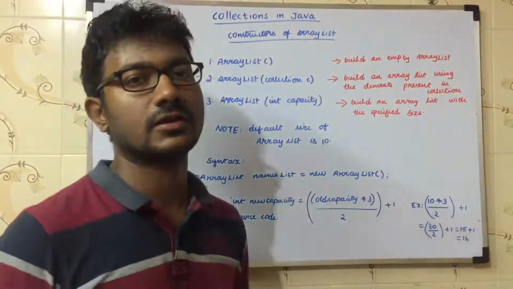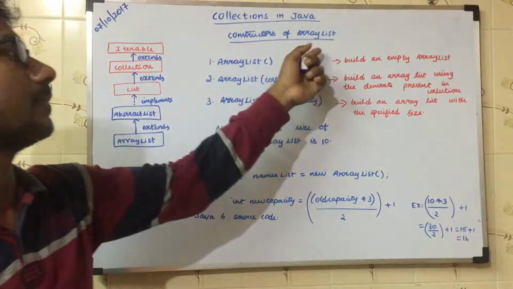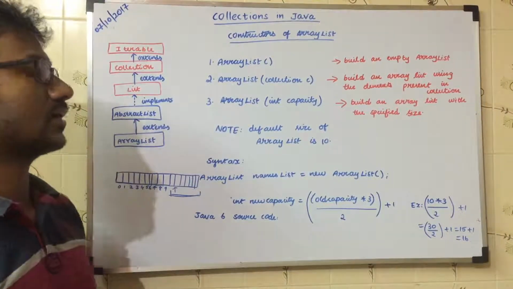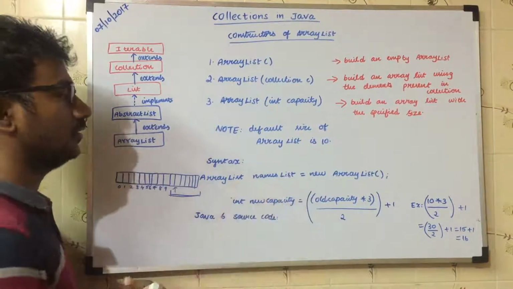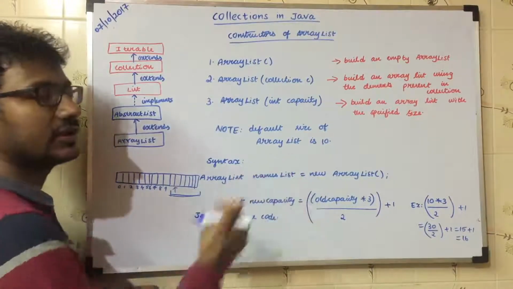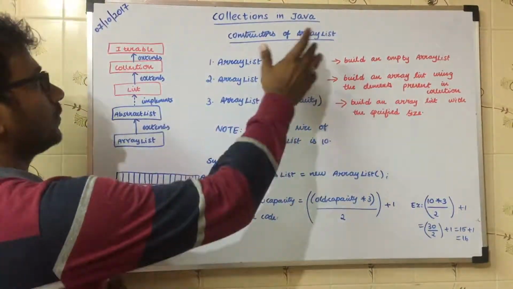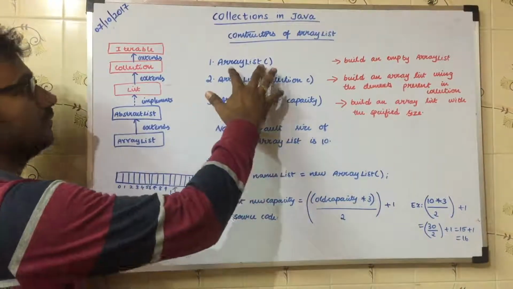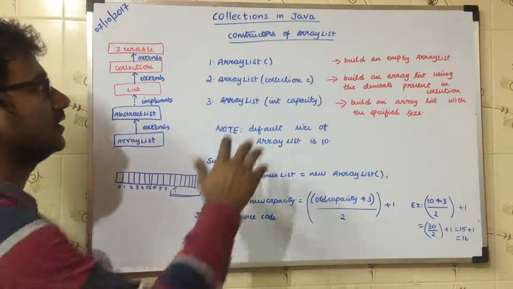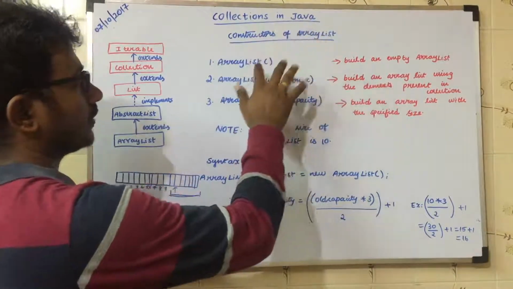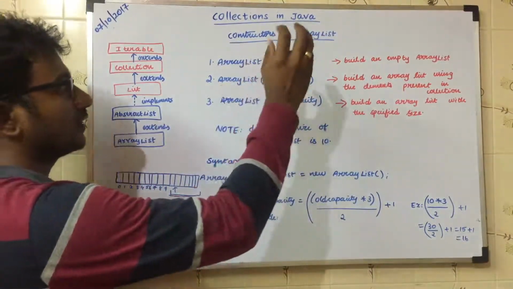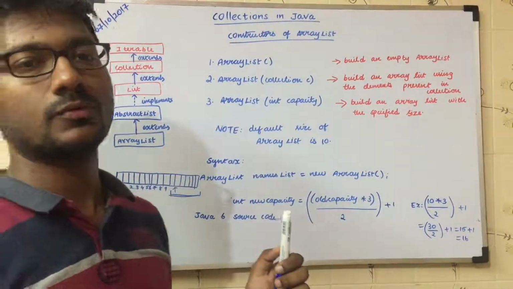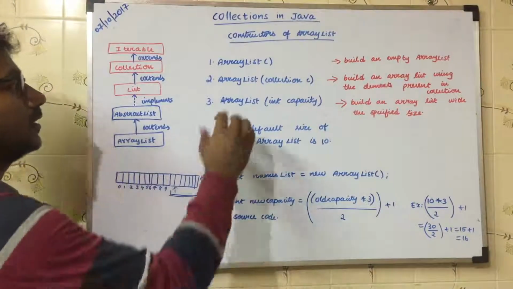So hi friends, this is Rakesh. Now we are going to see about the constructors that are present in ArrayList. You know about the constructor and its uses. If you need to create an object, you can use the constructor to create it. ArrayList provides 3 different ways to create an object. The first one is the empty ArrayList constructor. Using this constructor you can create an object, but the object would be empty. There won't be any elements in that object.